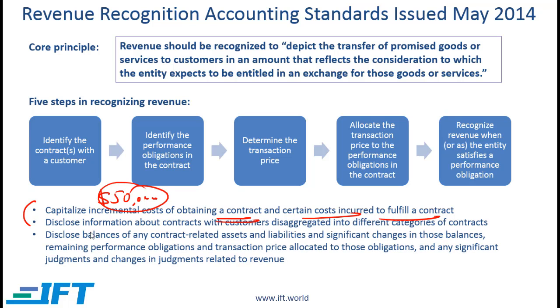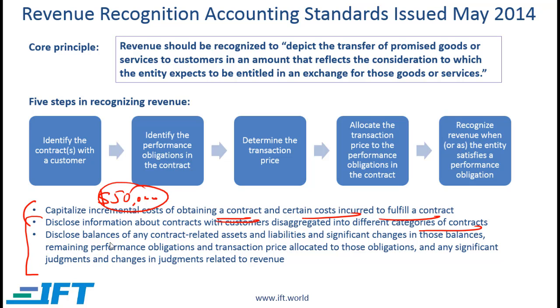The final couple of points have to do with disclosure. The disclosure requirements are more elaborate with the converged standard, and here are a couple of points that you need to know. So companies should disclose information about contracts with customers disaggregated into different categories of contracts. So these categories can be based on customer types, on geography, on contract types, or on pricing terms.